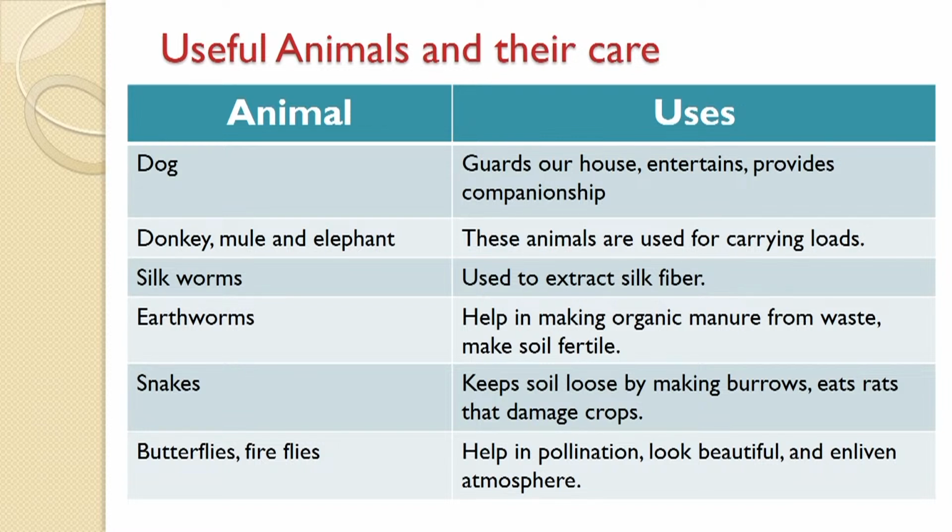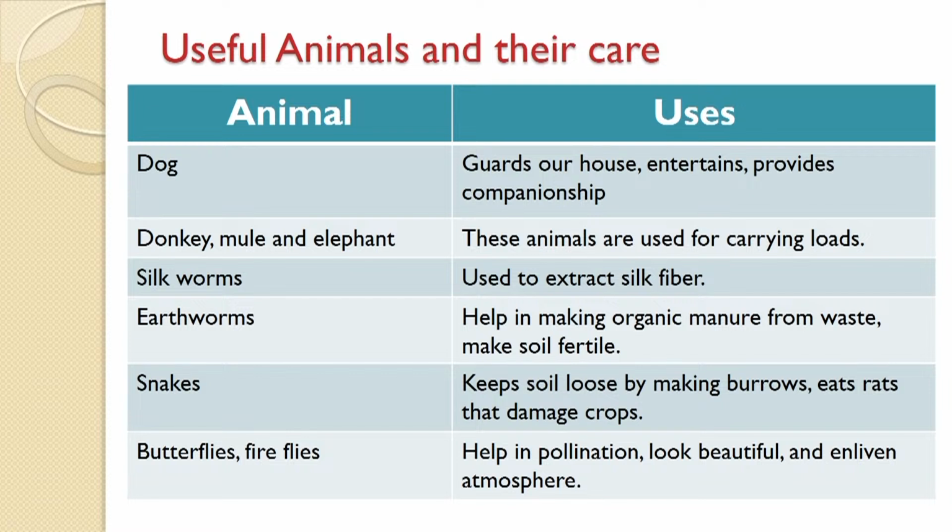Second comes the snakes. Snakes keep the soil loose by making burrows, and also they eat the rats which damage the crop. Snakes are balancing nature as well as balancing the population of other organisms in the food chain and food web.